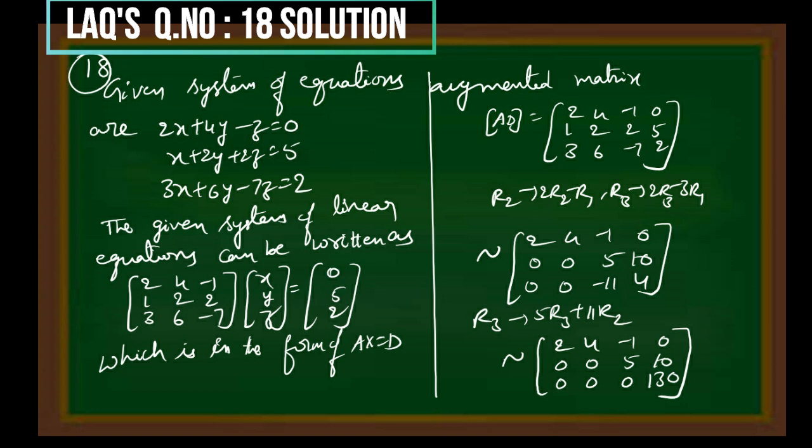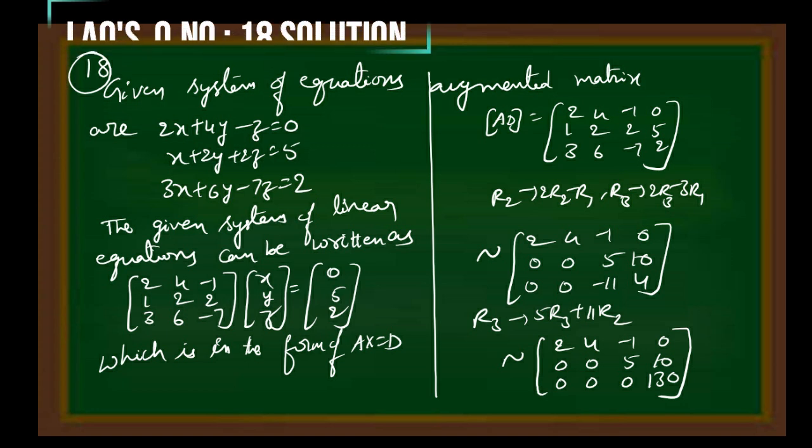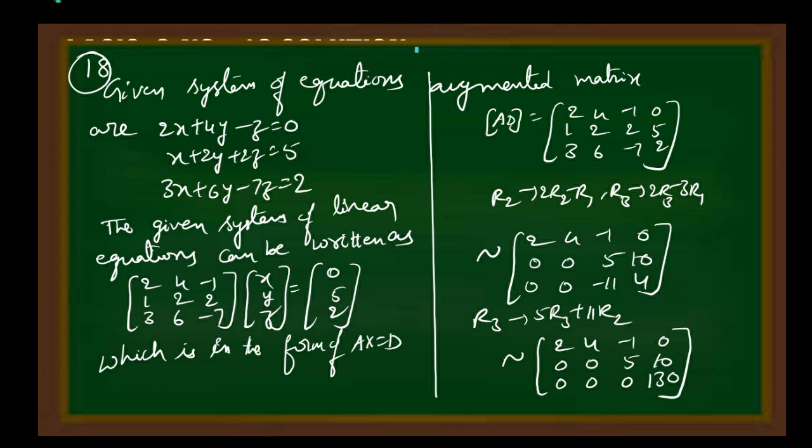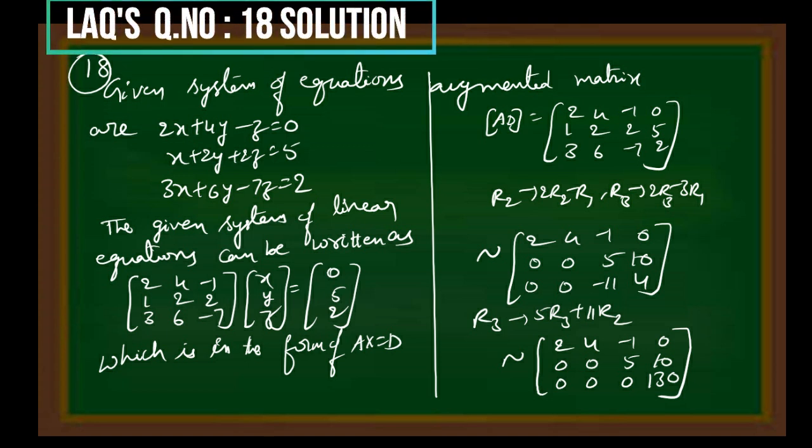First we consider the augmented matrix. A D is equal to the matrix 2, 4, minus 1, 0; 1, 2, 2, 5; 3, 6, minus 7, 2. Here we change this matrix into echelon form by applying only row operations.